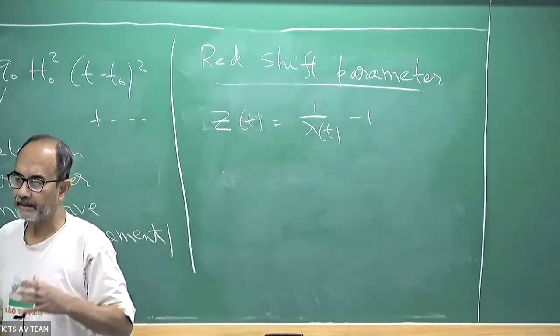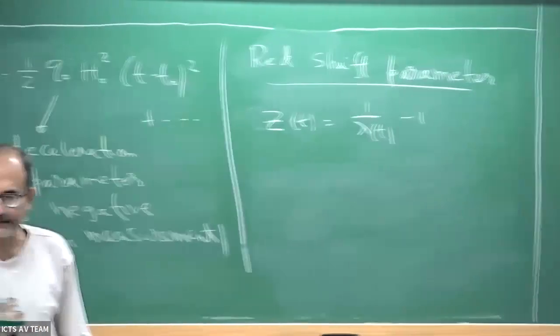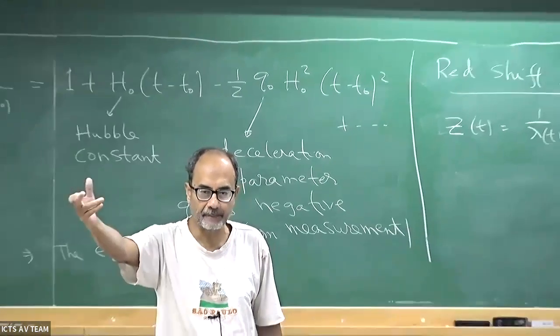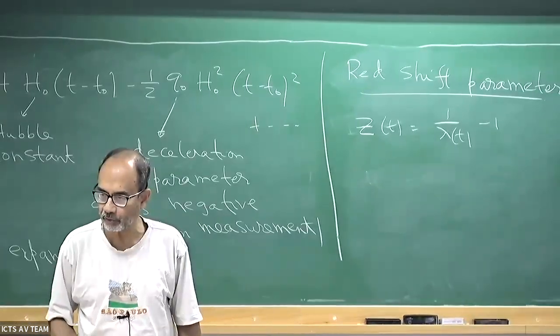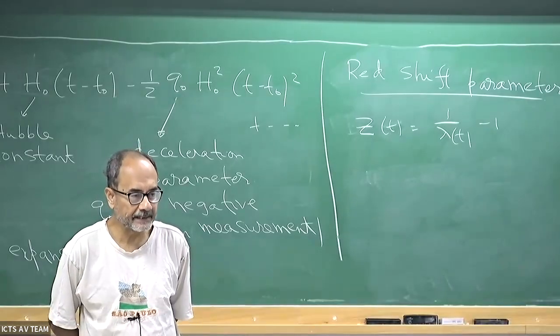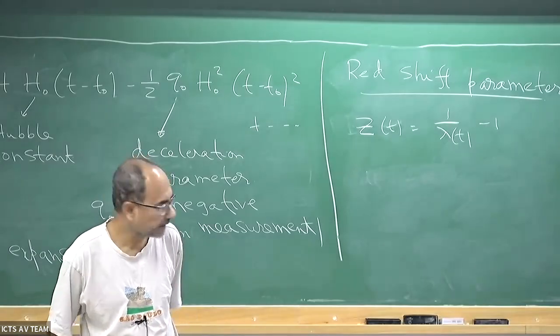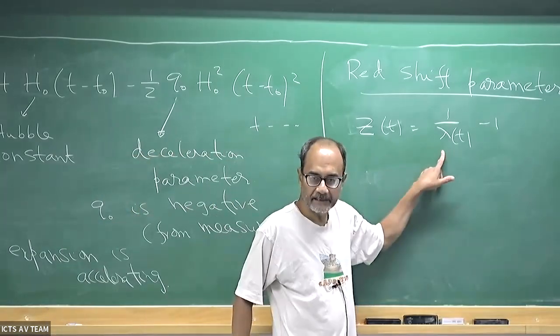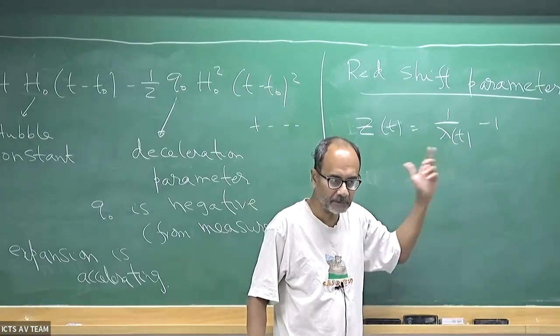Suppose you have observed some redshift from a star. What does Z tell us? Z tells us what was the time at which the signal was emitted that we are receiving today. Z contains that information. The further away the star is, the earlier the signal would have started and Z would have been larger. Is that clear? Earlier means lambda would have been smaller. See, today lambda is 1, so Z is 0. That's how we have defined it.